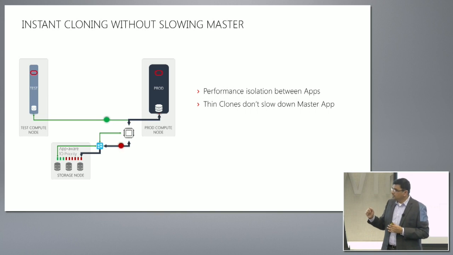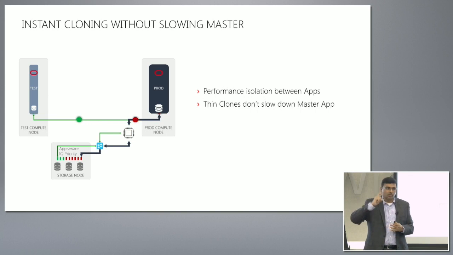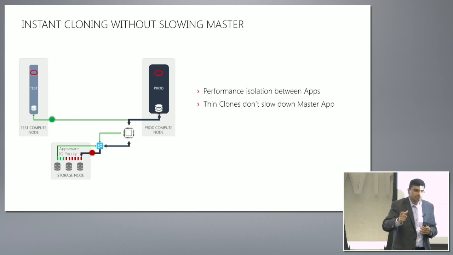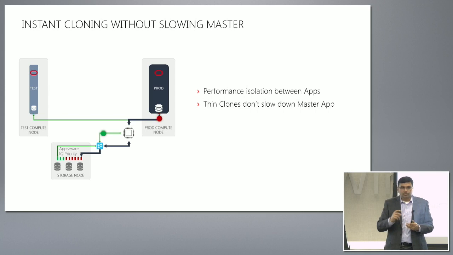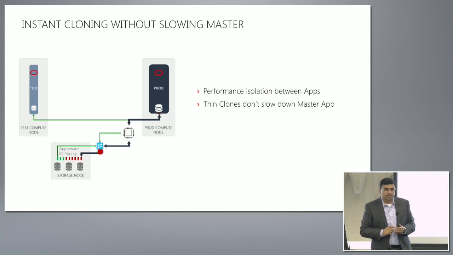That we can do by giving the cloned application a lesser priority and a smaller max, and ensure that whatever I/O it's generating, let's say it's doing a massive query or a massive join or a full table scan, that will not affect the production database. So this allows you to quickly test reports without really impacting production.